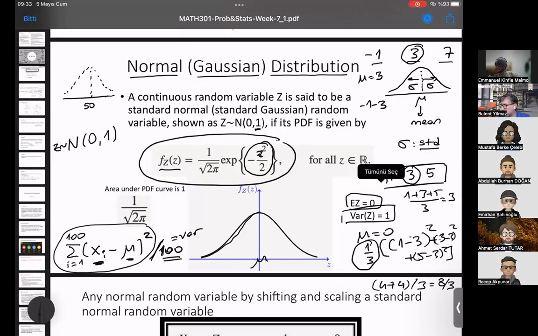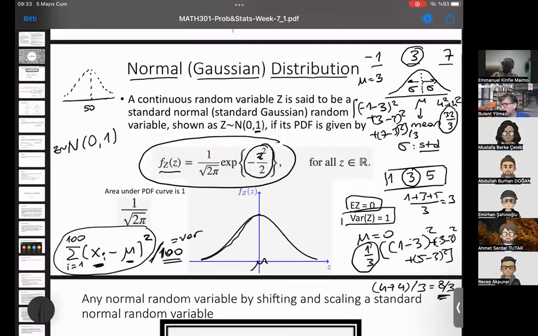-1 minus 3 squared plus 3 minus 3 squared plus 7 minus 3 squared, divided by 3. What is the value here? It will be 4 squared plus 4 squared, which is 16 plus 16, 32, over 3. It was 8 over 3 here. Now it is 32 over 3. So you see that when the data points are further away from your mean, your variance will increase.